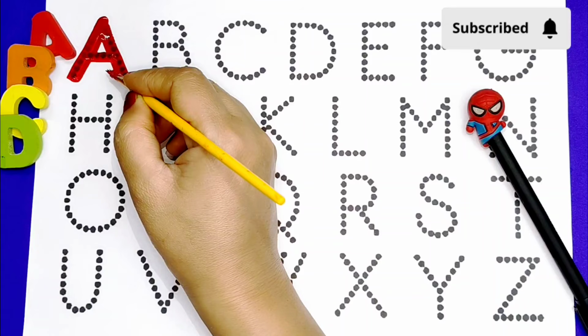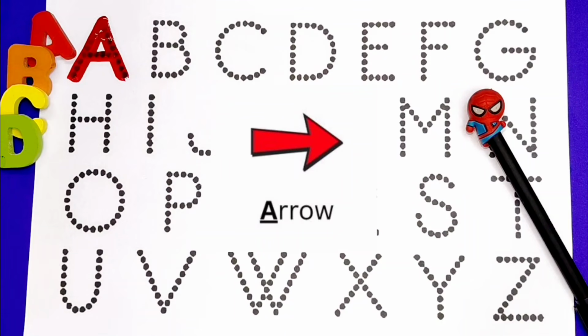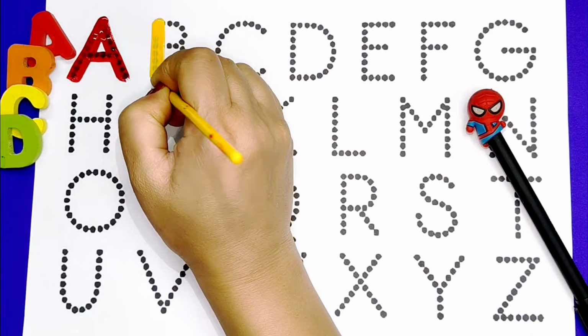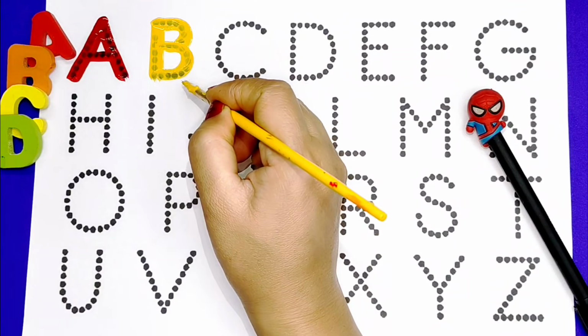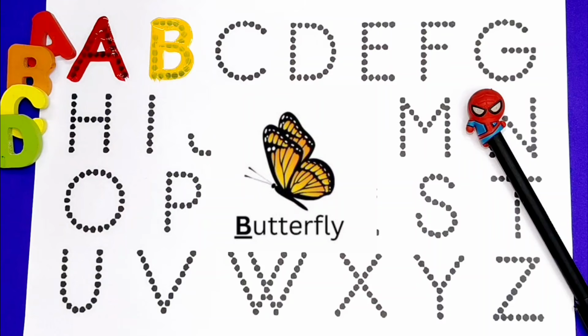A. A for arrow. A for arrow. Yellow color. B. B for butterfly. B for butterfly.